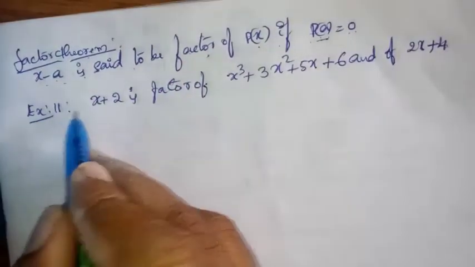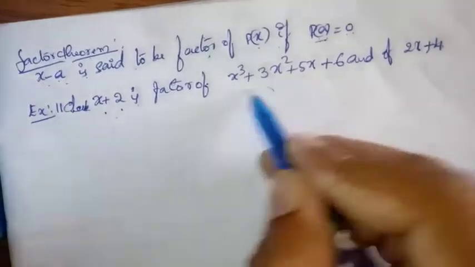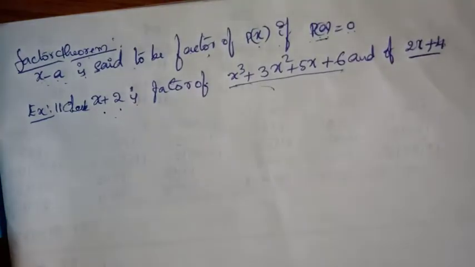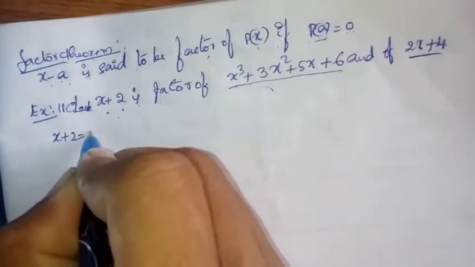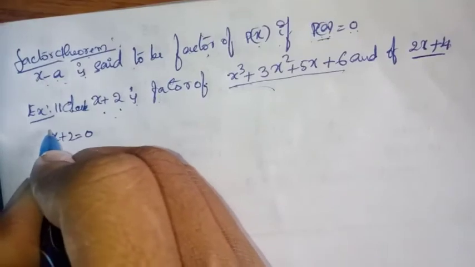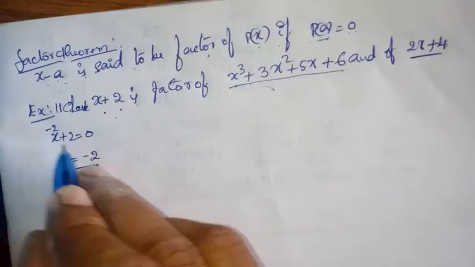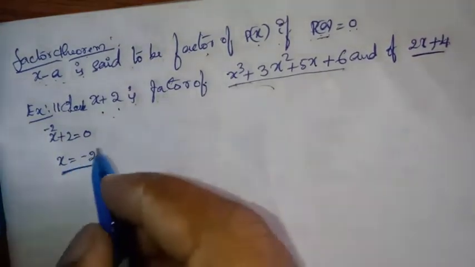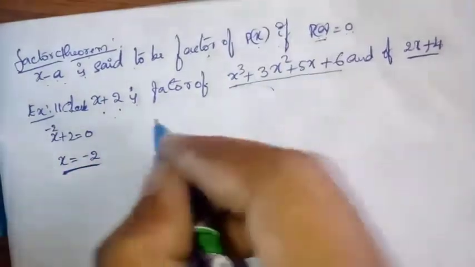Now we have to check whether x plus 2 is a factor of this polynomial and of this polynomial. What do we do first? x plus 2 equal to 0, x is equal to minus 2. It means we are taking the value of x in such a way that the sum, p of x, is equal to 0. Now substitute this value in the polynomial.